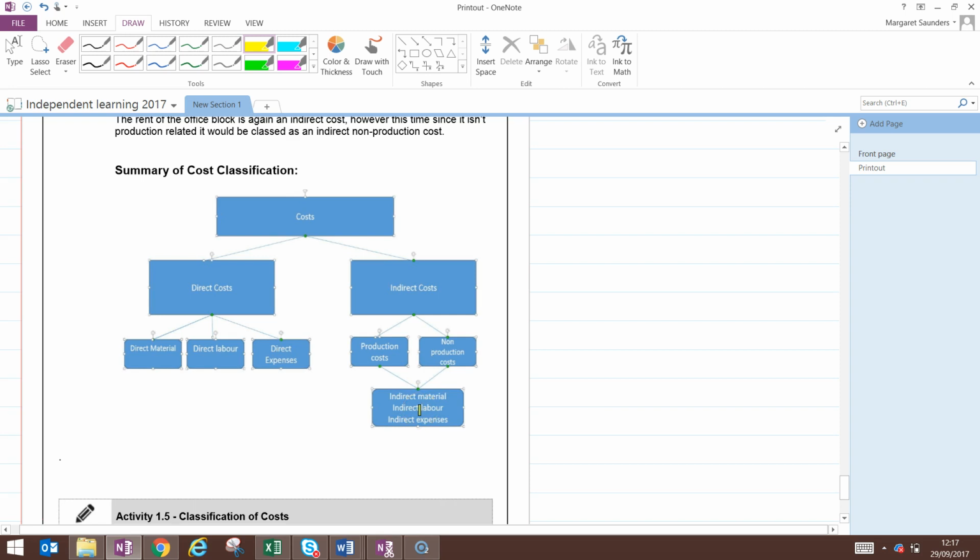So that's given you a brief overview of what management accounting is about, and we've looked at some of the key costing terms and cost classification.